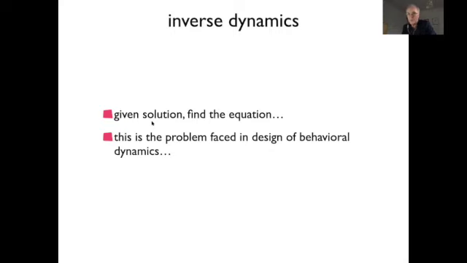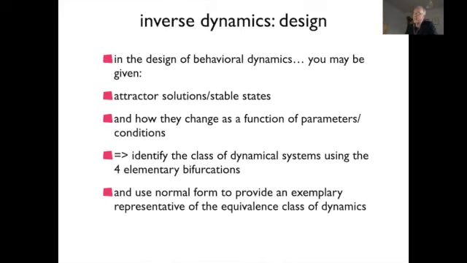So that is really the problem that we're typically faced with when we model as theoreticians, when we derive the model. And so the idea is that you can characterize the solutions by some quality, by attractor solutions and their stable states, for instance, and maybe by how those change when you change conditions. And then you can identify the class of dynamical systems that has the appropriate attractors and their change, which has the appropriate bifurcations. And then you can choose within that class of models some exemplar.